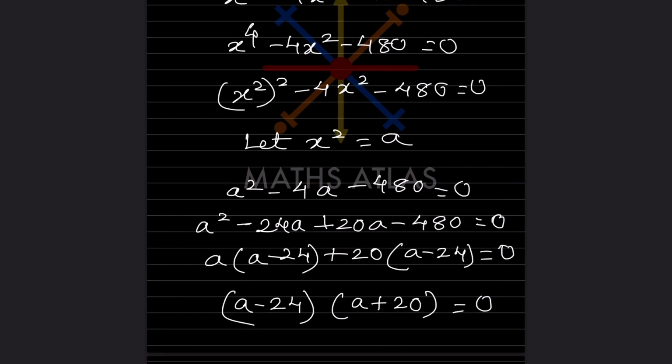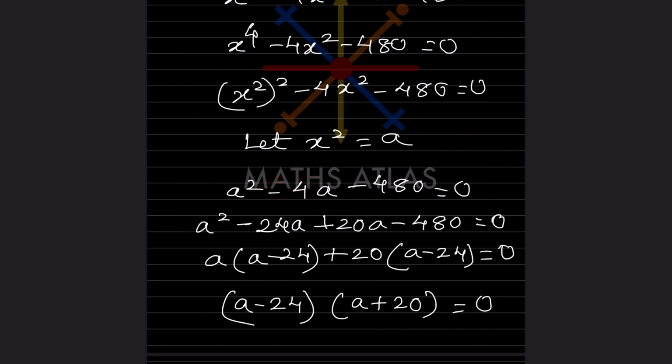Now this is the first term, this is the middle term, and this is the last term. The middle term is minus 4, where the first coefficient is 1 and the last is 480. If you take the factors of 480, you are going to get 24 and 20. 24 and 20 means you want minus 4 here, so you write minus 24 plus 20. That is going to be minus 4.